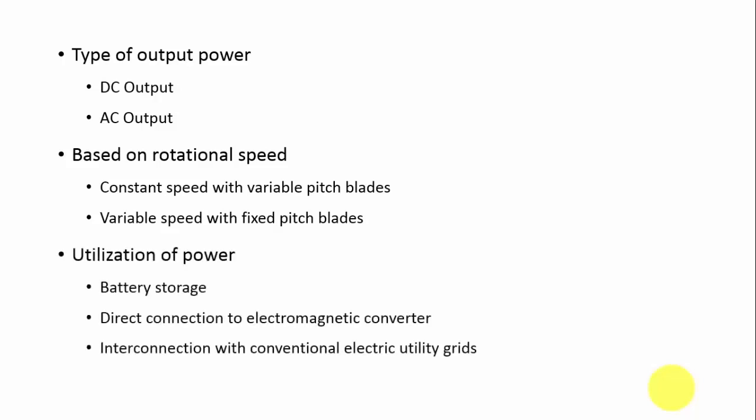Then based on utilization of power, we can classify the turbines into battery storage, direct connection to electromagnetic converter, and interconnection with conventional electric grids. So these are the classifications based on utilization of power.